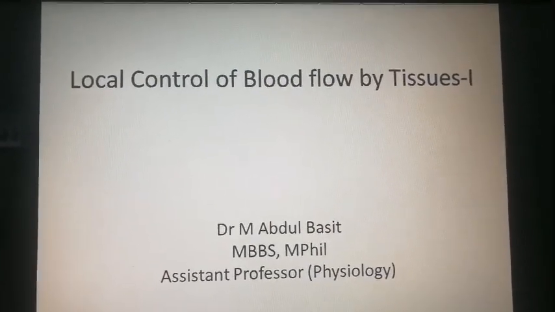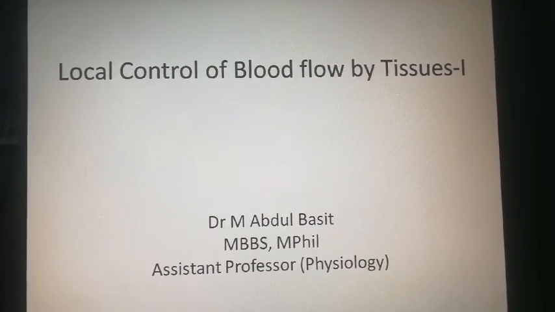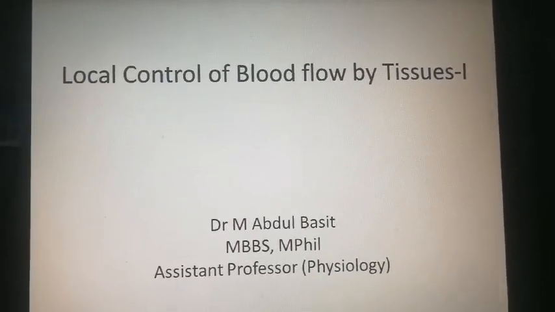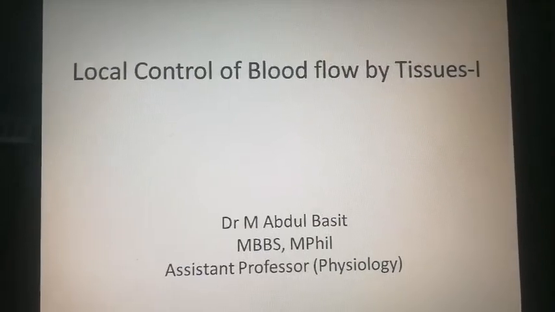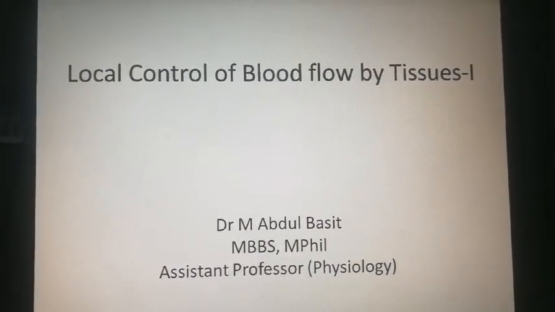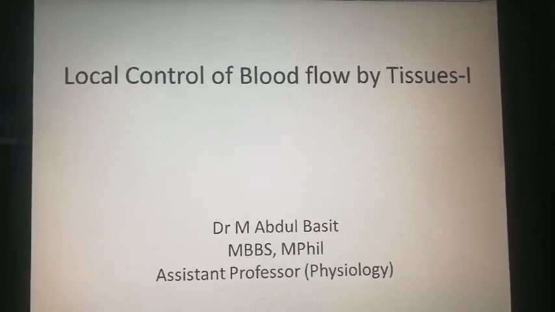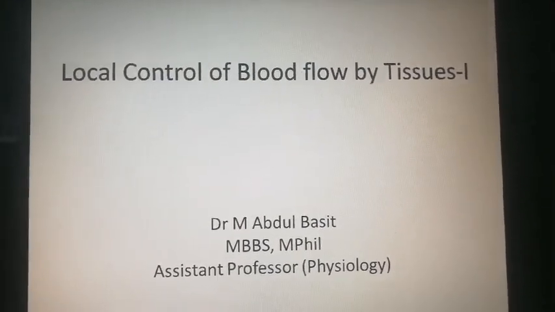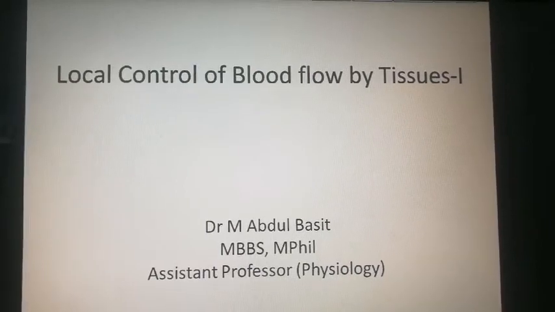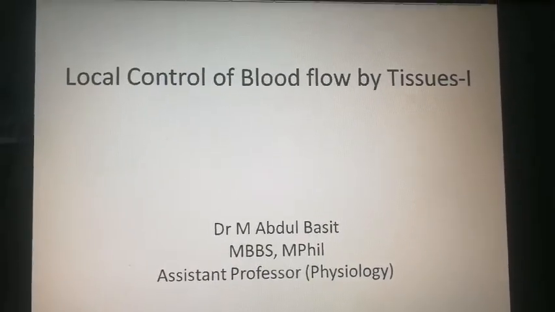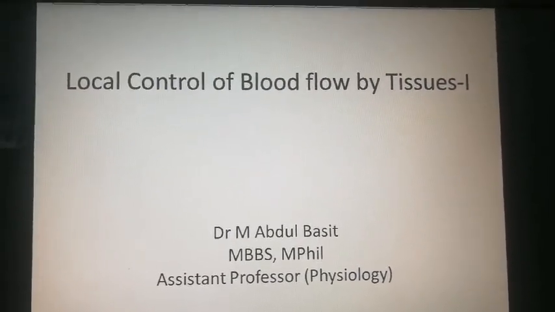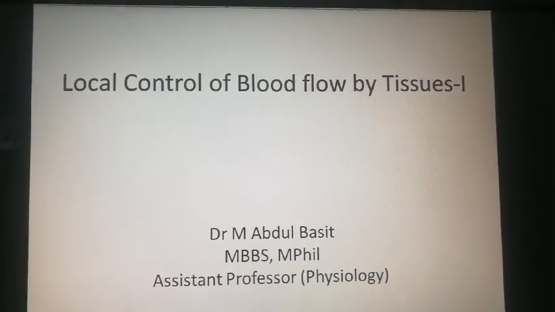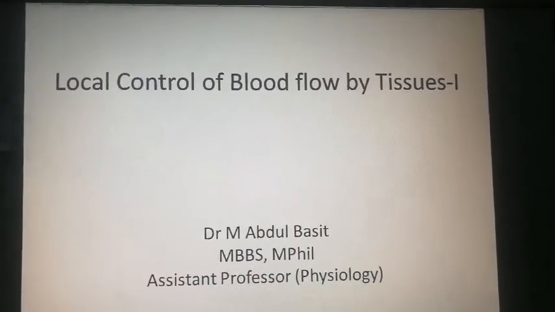First, you should know about the word local. What is meant by local? Local means actually the organ, a specific organ. Either it is a brain, a muscle, a heart, or a kidney. So when we discuss blood flow in a specified organ, this means local blood flow.